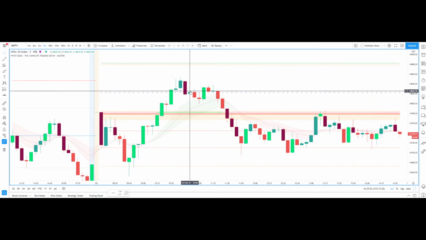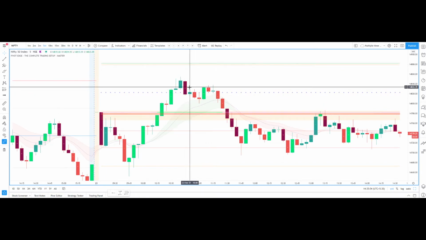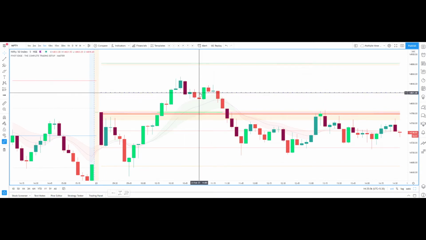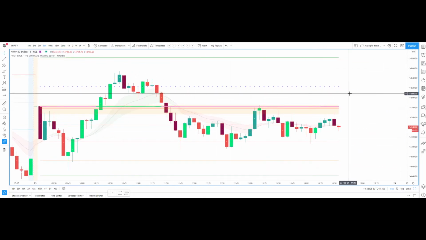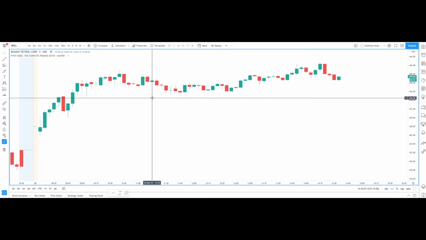Then here it has taken a rejection, which means weakness. Then you can wait for it to breach this level, and after that if you enter a short trade, you got a few more targets, then the market has become sideways. Now let us see BPCL.